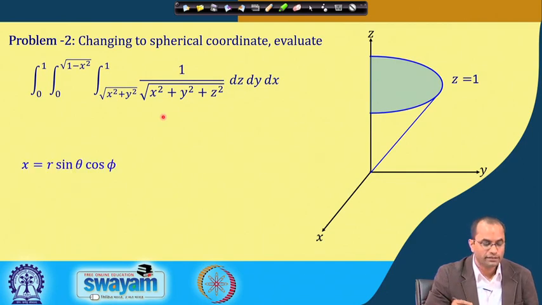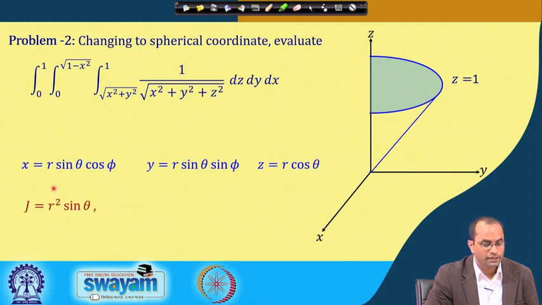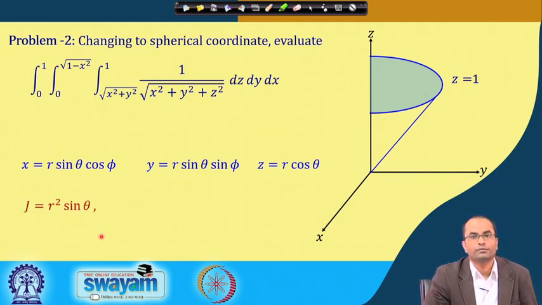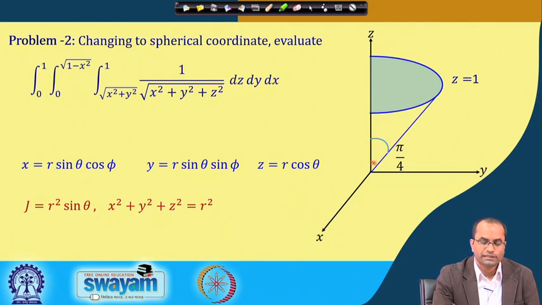For spherical coordinates we have the relations x is equal to r sin theta cos phi, y is equal to r sin theta sin phi, and z is equal to r cos theta. With these relations we can easily compute the Jacobian, which we have already discussed, that is r square sin theta. We also have x square plus y square plus z square equal to r square. And now we need to compute the angle required in spherical coordinates, represented by theta. So, the theta limits.